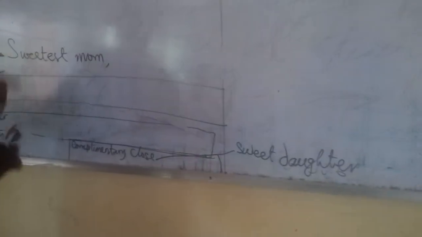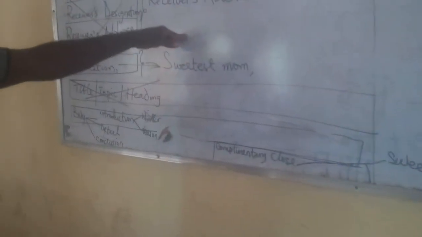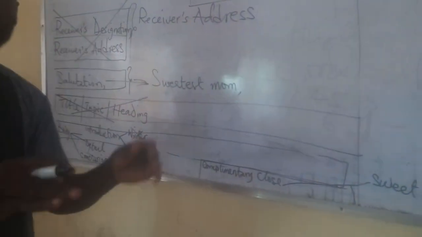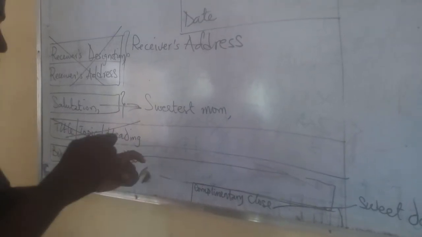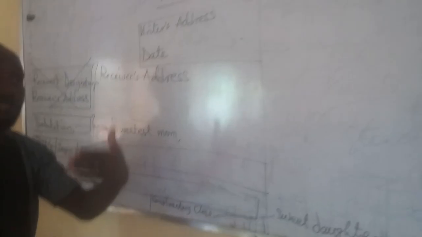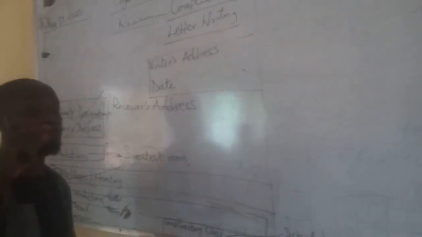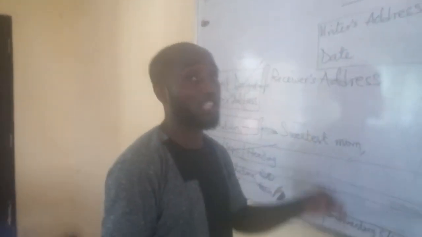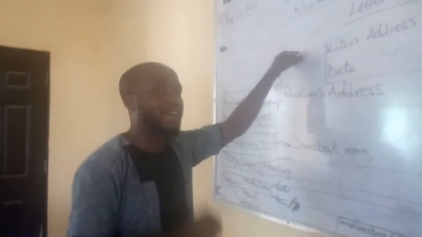So when we have this place, you can fill it up. But before we go down there, I wish you to try something at home. Check the 2018, 2019 WAEC past questions. Check the questions on letter writing and then attempt something.